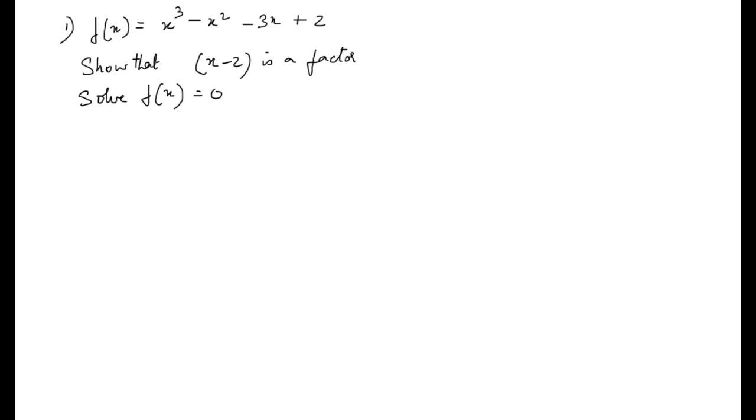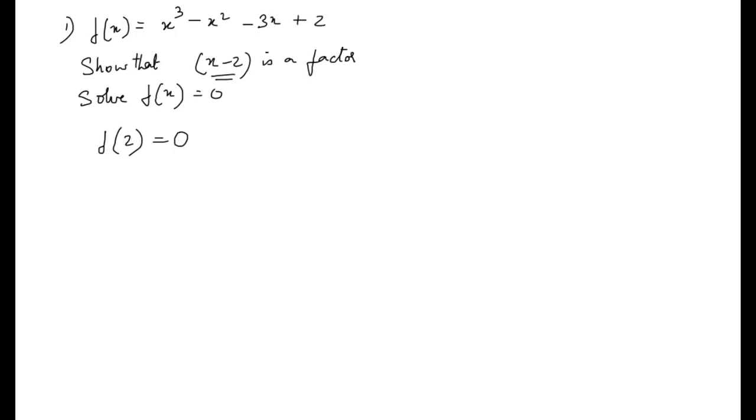Okay, so the first thing we're going to do is show that it's a factor. Now remember that according to the factor theorem, if x minus 2 is a factor, then f of 2 is equal to a remainder 0. I'm going to repeat that. The factor theorem says that if x minus 2, that's this, is a factor, then if you input 2 into the function, you should get a remainder 0. So we're going to apply this.